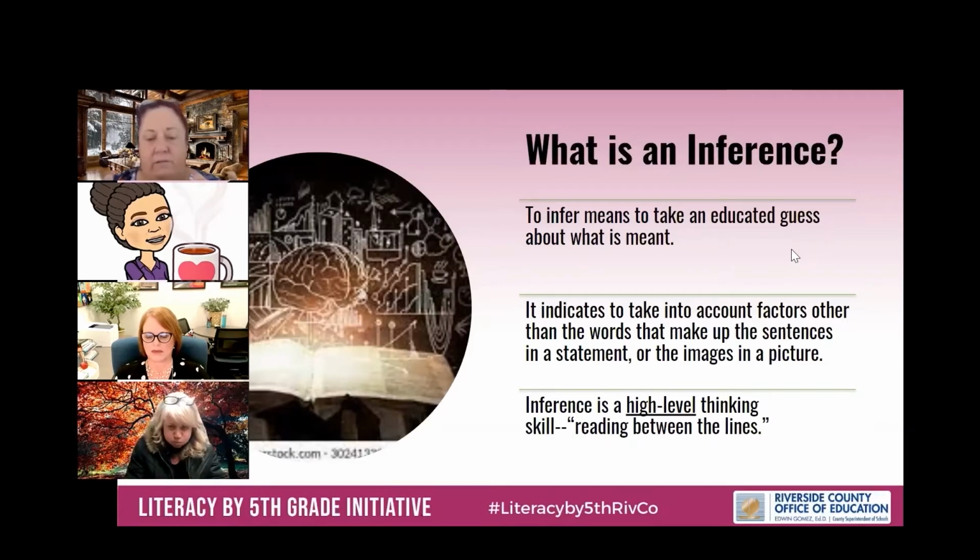Because if you put birthday cake, birthday hats, and presents on a table, and they walk into a classroom, they will make an inference. So they do have the skill to make an inference at a young age. It's just harder to do it with text.